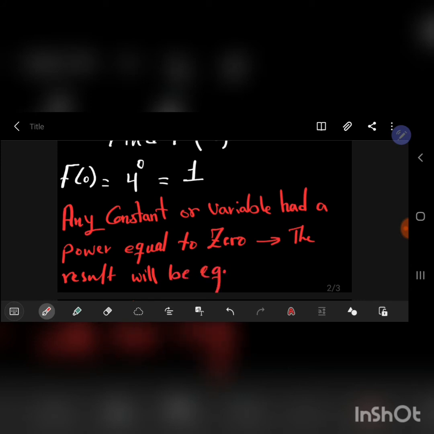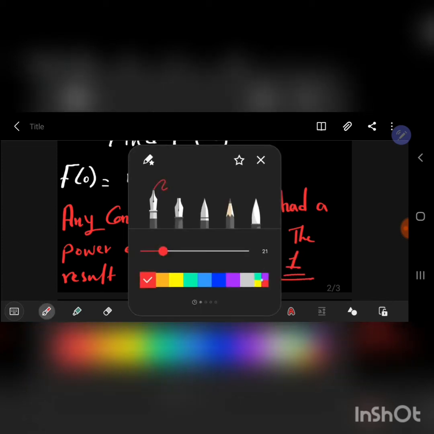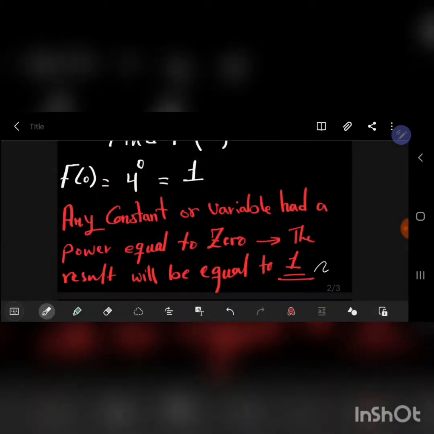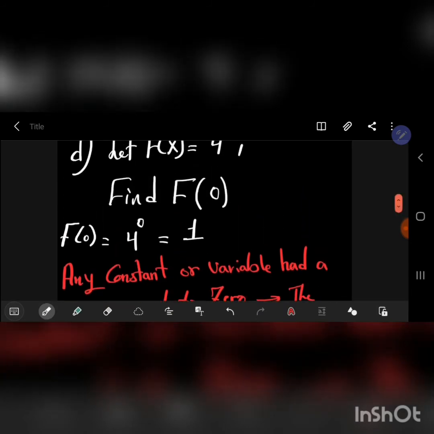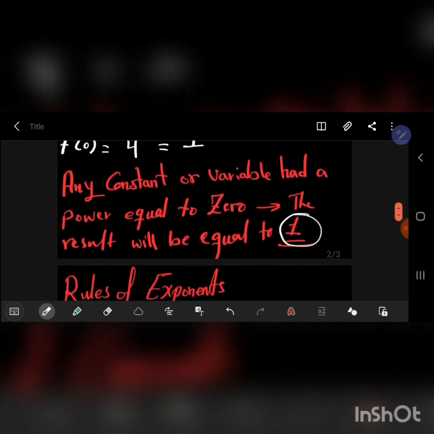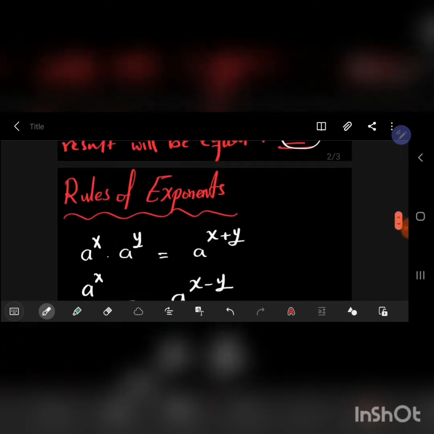Equal to 1. Number 1. Please don't forget this note. It's very important. Any number, any variable, any constant with a power equal to 0, the result is always equal to 1. So I complete these questions.